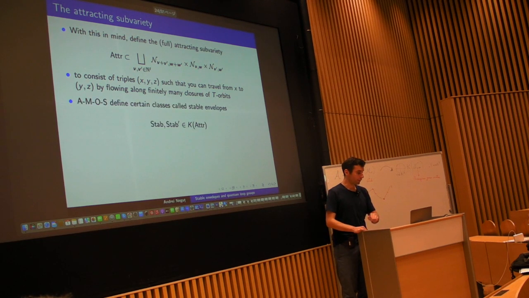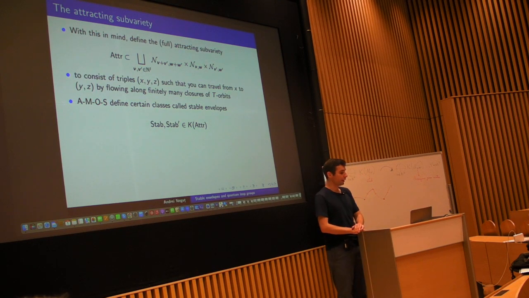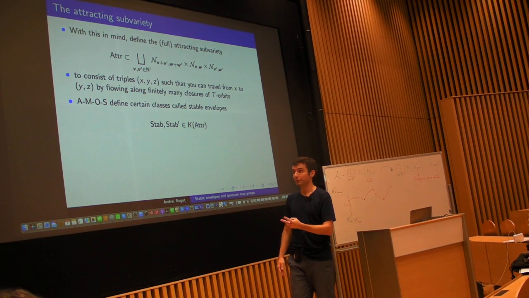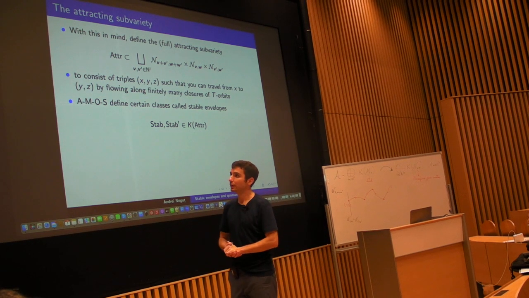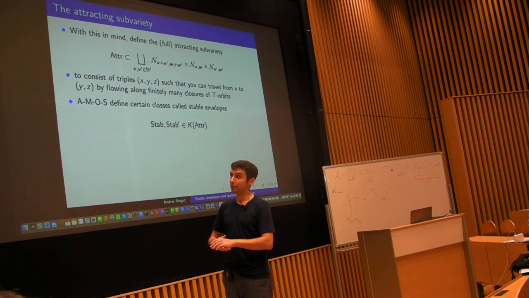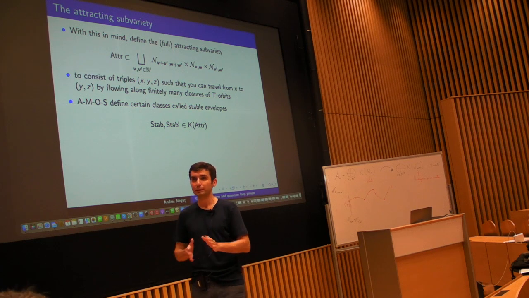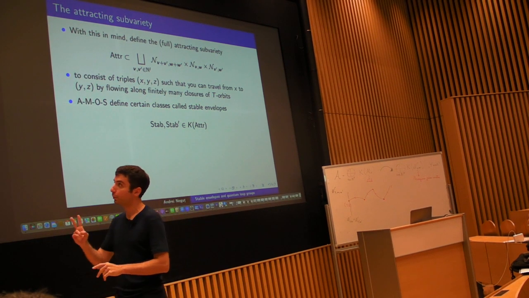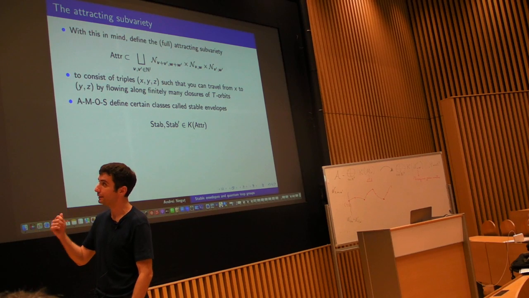Okay, so what do we do with this? Well, the people who developed the theory of stable envelopes define certain classes called stable envelopes. I will only be interested in two of these classes. Actually, the stable envelopes that they consider depend on a number of parameters, but these will not be important for the purposes of this talk. I will just care about two of them, stab and stab prime.